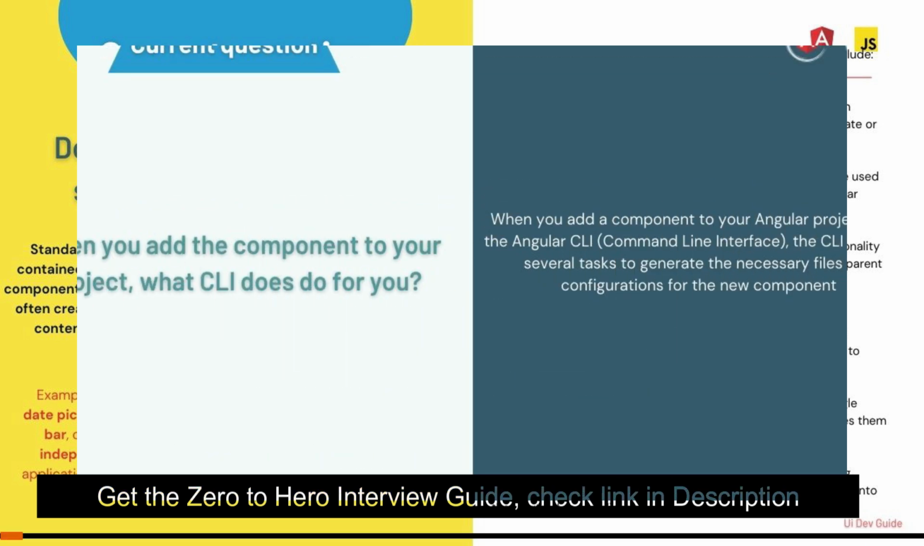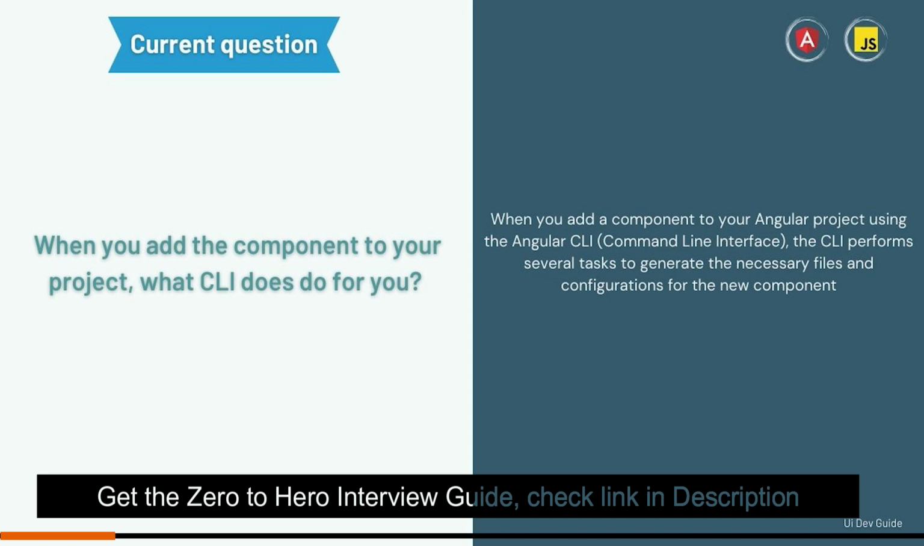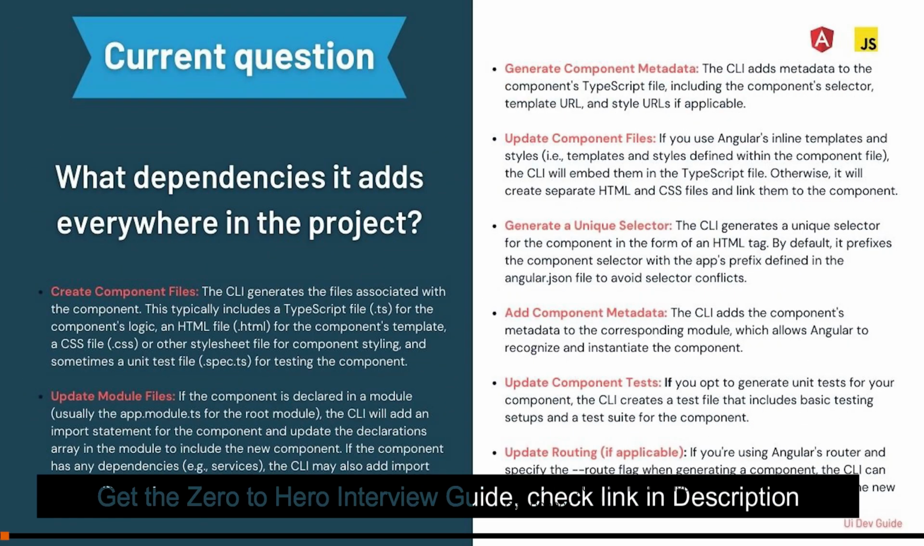So tell me, when you add a component in your project, what does the CLI do for you? Means what dependencies it adds in the project. Yes, the CLI already registers the component in the app.module.ts. If we have to use that component in another module, we have to just import the component. So if I don't add it there, then what will happen? Yes, it will give an error, and we can't use it in another module. So that is where the standalone component comes in.